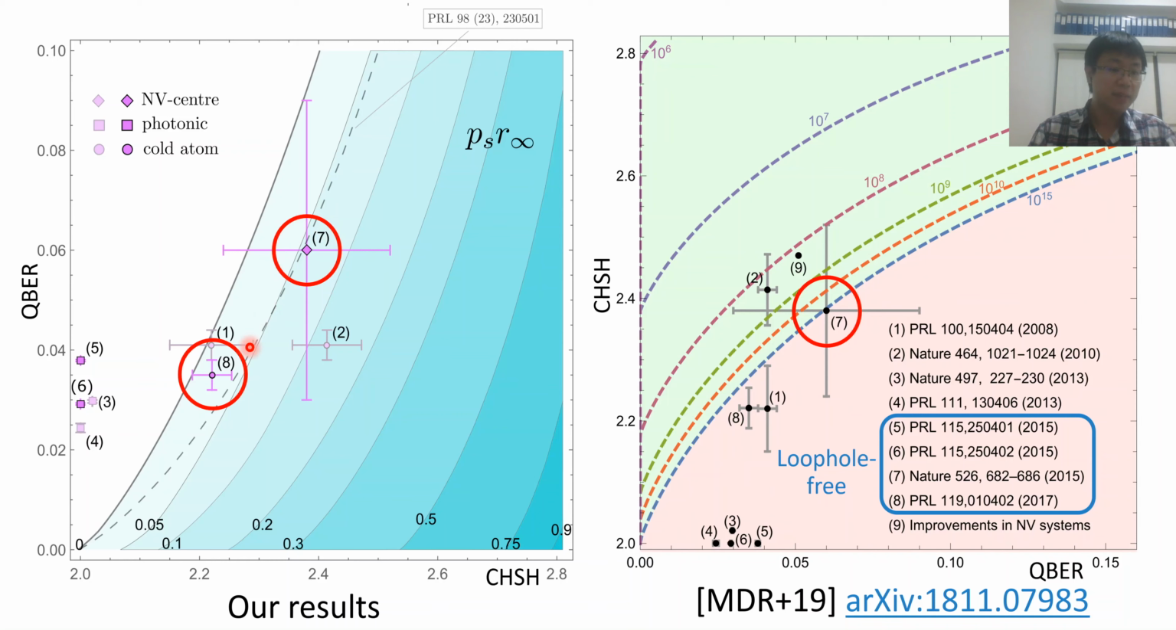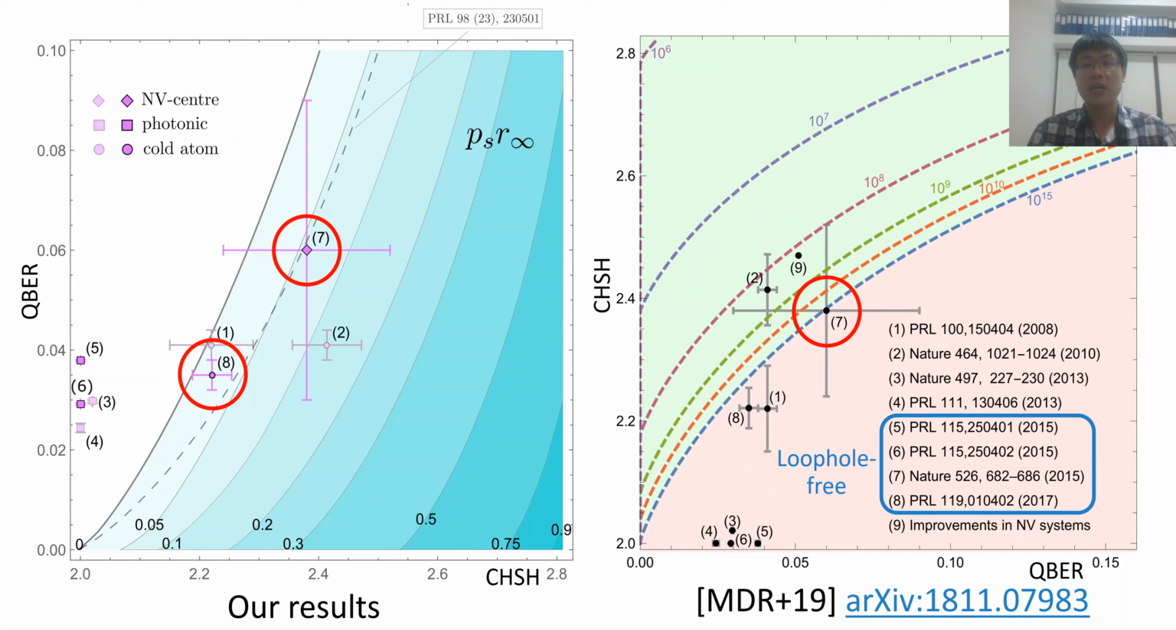We also find that another experiment using cold atoms was also able to achieve a positive asymptotic key rate if we consider using our protocol on it. So from this slide, we can see that in fact, some of the existing Bell test experiments can now be considered to have the capability to achieve a positive asymptotic key rate for QKD.